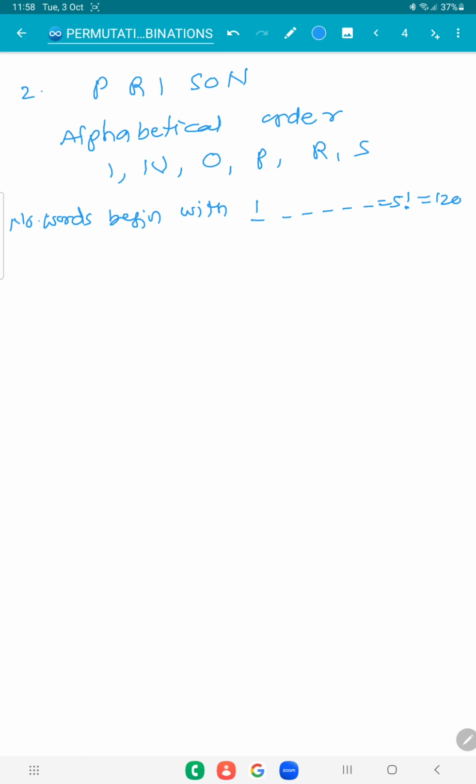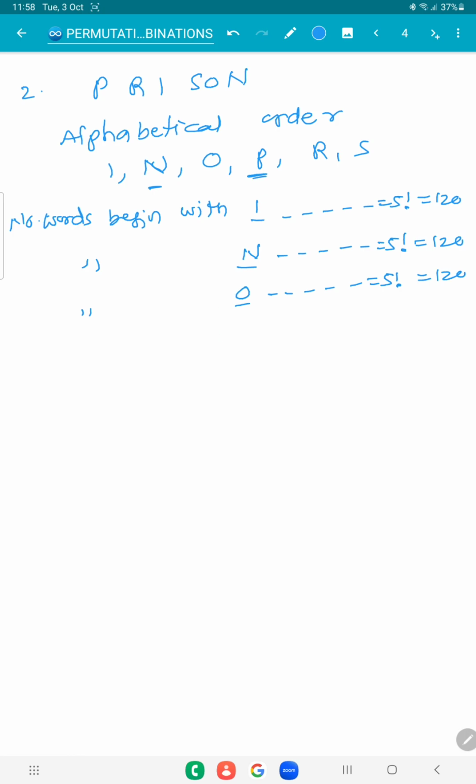After we are done with the words that begin with I, the next letter is N. Number of words that begin with N, 1, 2, 3, 4, 5, that is equal to 5 factorial, that is equal to 120. After N is done, the number of words that begin with O, that is equal to 5 factorial, that is 120.